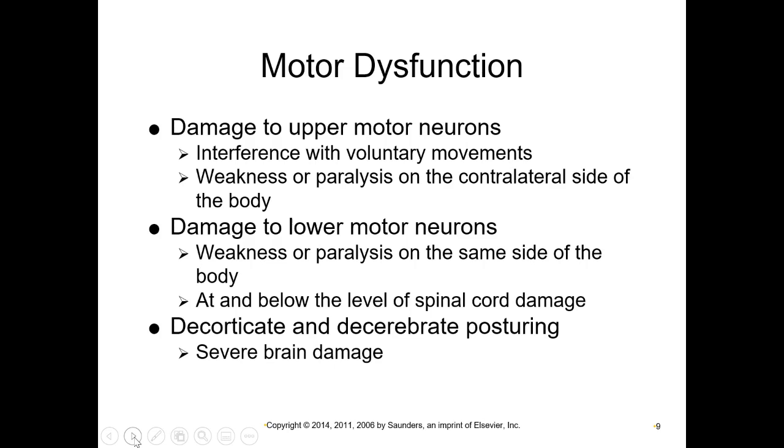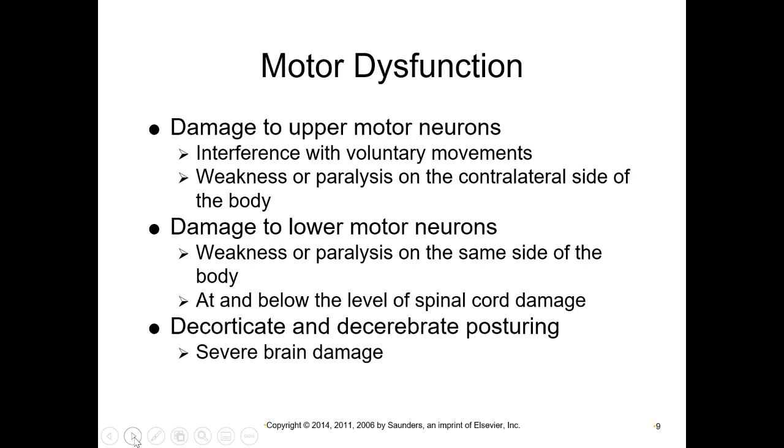Motor dysfunction, damage to upper motor neurons. Voluntary movements then are affected, and you may see weakness or paralysis on the contralateral side of the body. Lower motor neuron damage may show as weakness or paralysis on the same side, at and below the level of the spinal cord damage.